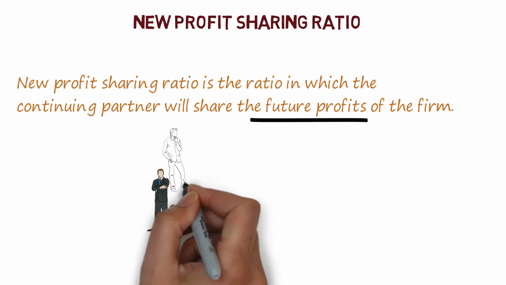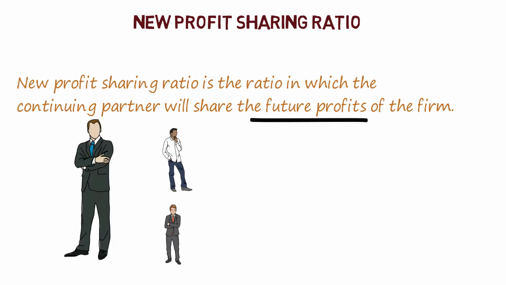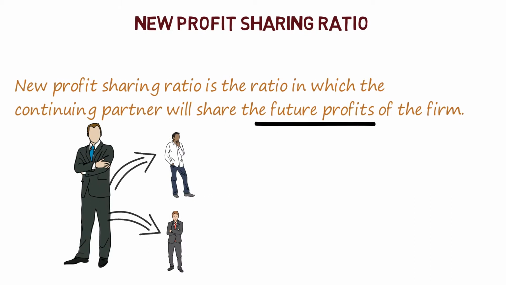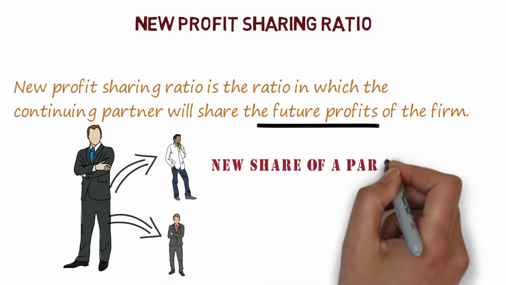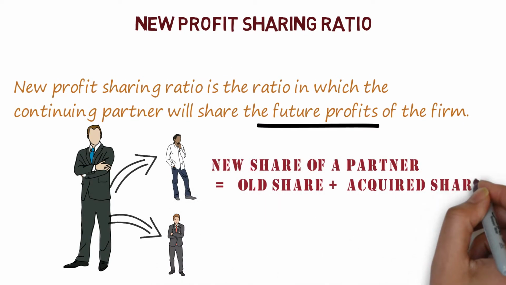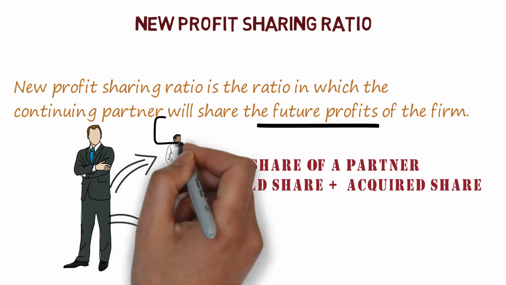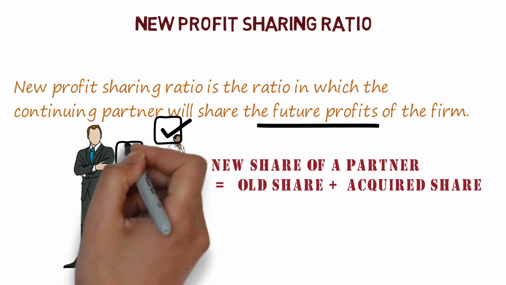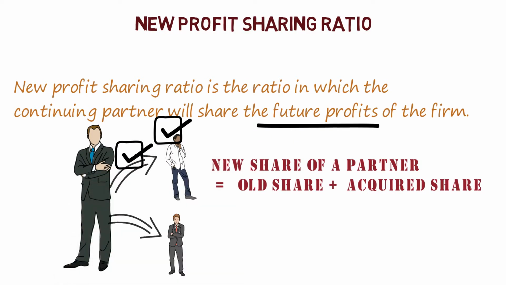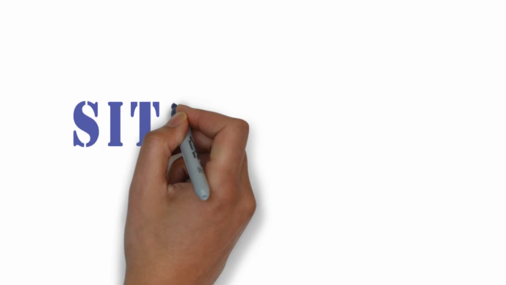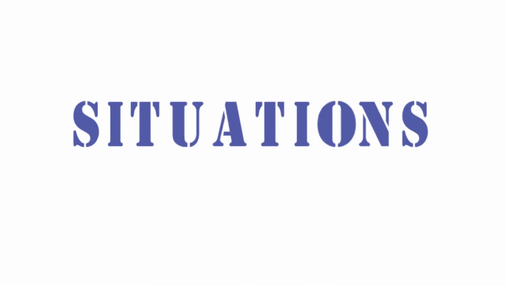As discussed earlier, at the time of retirement of a partner, the remaining partners will gain a part of the retired partner's share of profit. Therefore, the new profit share of the continuing partner will be the total of his old share plus the acquired share of the retired partner. Makes sense, right? His old share plus what he gets from the retired partner. Let's see the different situations relating to calculation of new profit share.